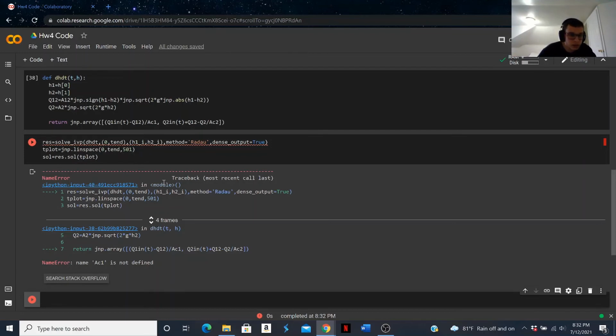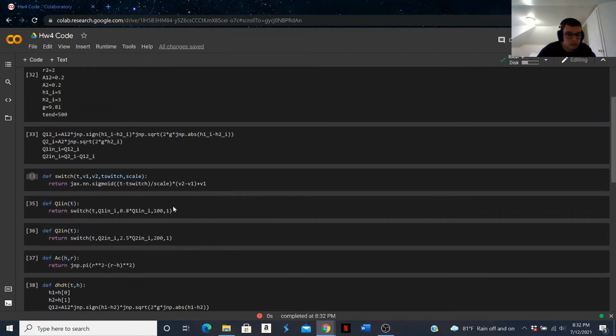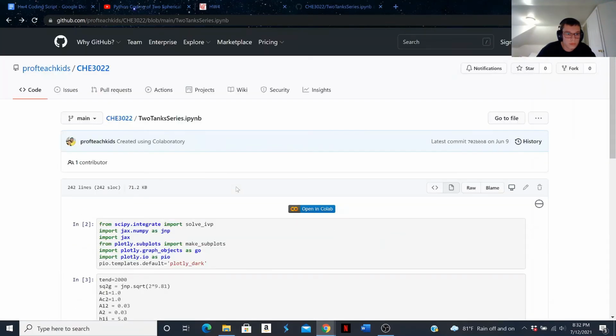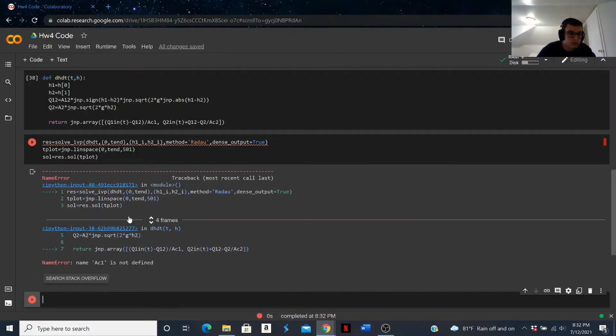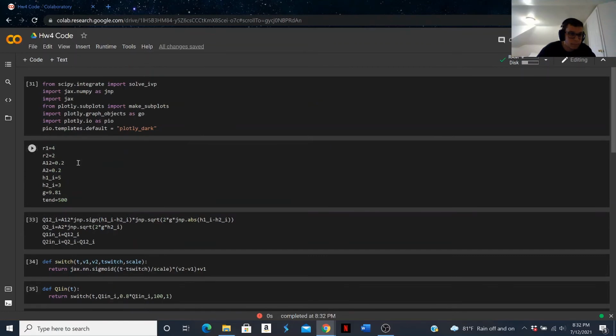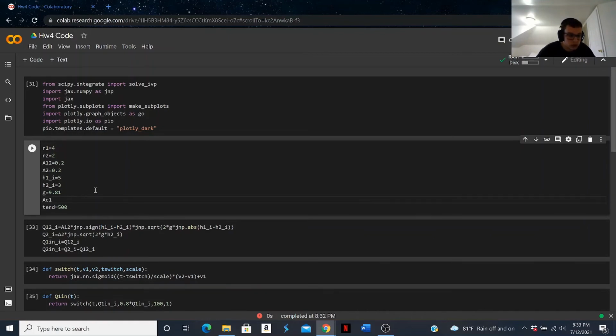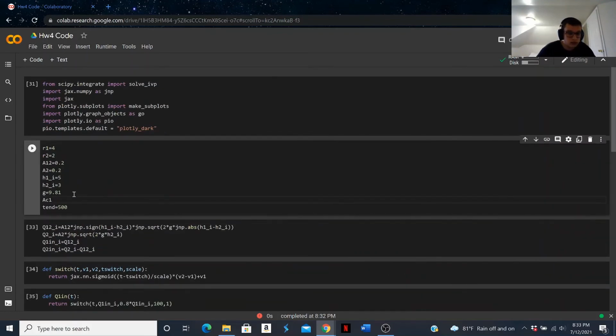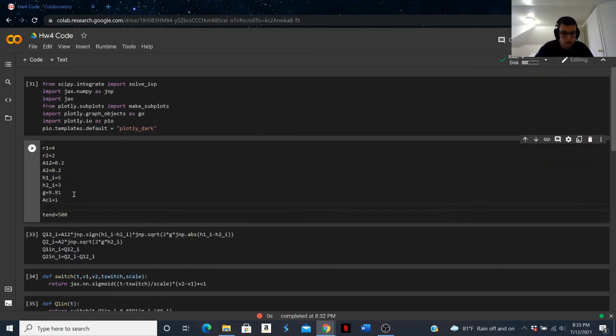So cross-sectional area is not defined, I believe. Okay, it can be defined as 1. So we're going to put in our cross-sectional area, AC1, make sure I have the correct AC1 and AC2. AC1 equals 1, AC2 equals 2. Let me run all.